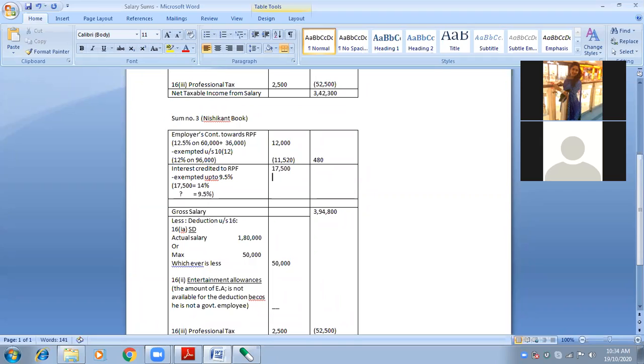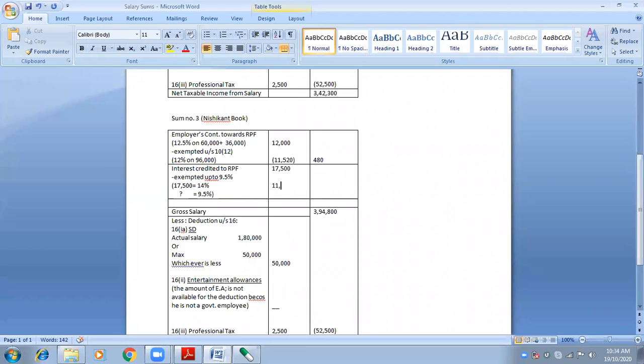Ma'am, you also cross check. Please all of you also cross check. Is 11,875 the right one? Please cross verify. 17,500 into 9.5 divided by 14. So 11,875. Yes, ma'am. And we have to put this amount in bracket.